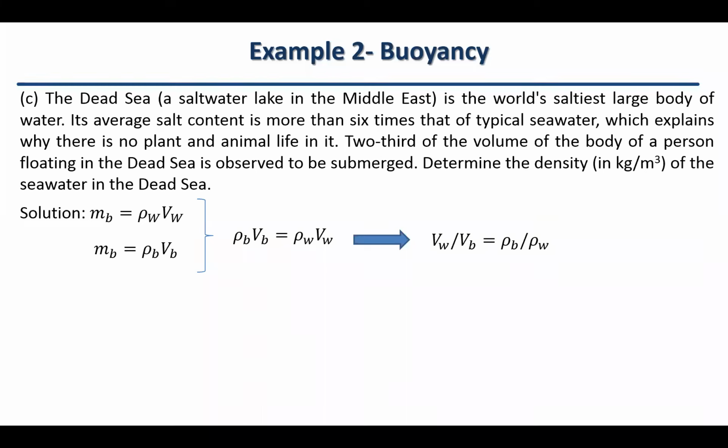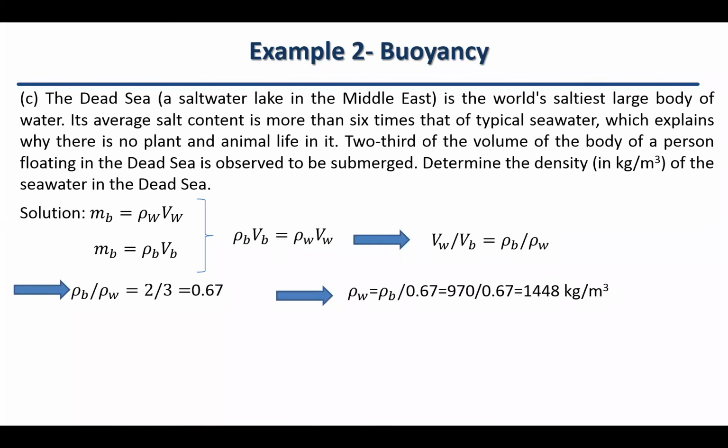So on the left-hand side, this ratio, the volume of the water displaced to the volume of the body, we know is equal to 2/3. So we're going to substitute that here. If we write here, the rho of the body to the rho of the water that we're going to calculate is equal to 2/3, or 0.67. So this is the ratio. We're just going to solve this equation to calculate rho_W.